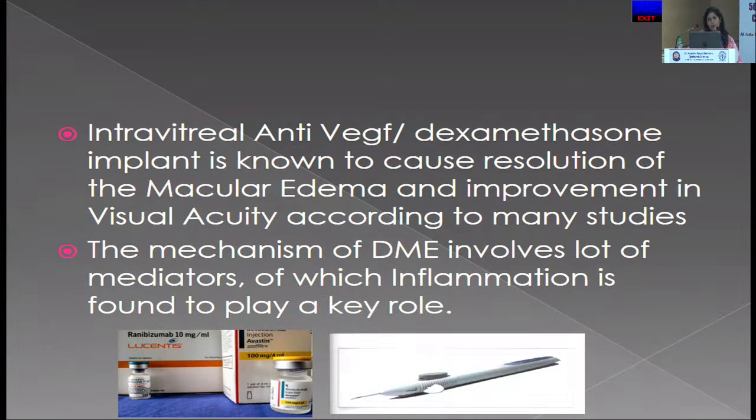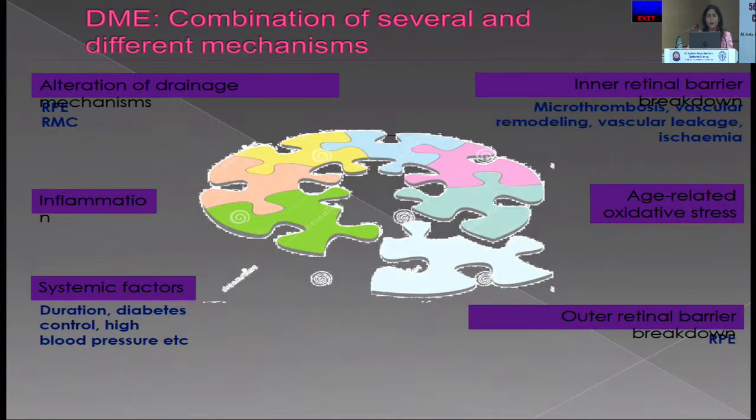Intravitreal, whatever it is, anti-VEGF or dexamethasone implant, is known to cause resolution of macular edema and improvement in visual acuity, according to many studies. The mechanism of DME involves a lot of mediators, like inflammation. In fact, inflammatory mediators these days are also found to have a key role. It's a combination of several different mechanisms, actually.